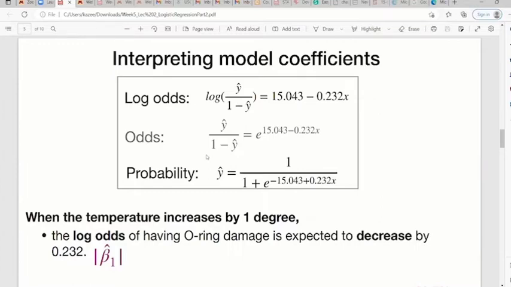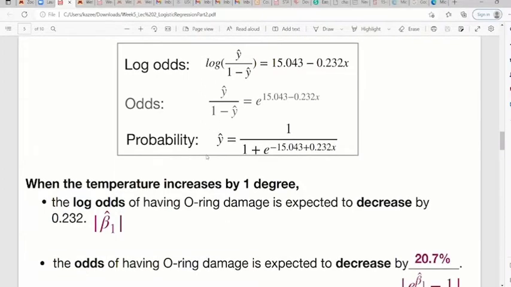If you compare what we did in the linear regression model, when you want to interpret the slope, you say, for every unit increase in the predictor variable, what happens to the other one? So what we're going to say now is, when the temperature increases by 1 degree, what happens to the log odds? Because of the sign on the slope, it's going to decrease. Specifically, the interpretation is the minus 0.232 here on the log odds.